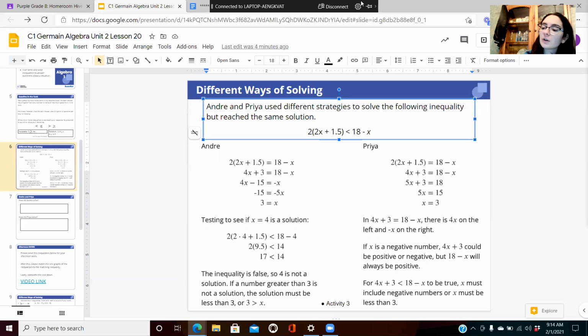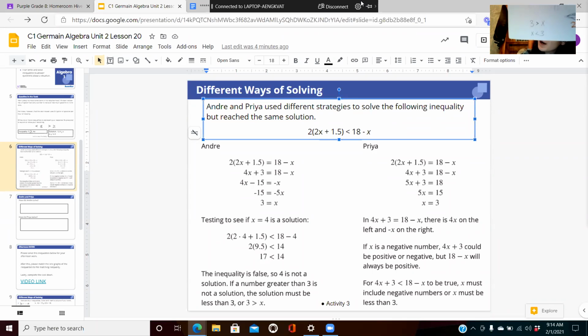So 3 is greater than our x because the x value, our solutions are less than this 3. So we can say 3 is greater than x, or you could write it the other way and say x is less than 3. Both of these inequalities would be the solution to this guy here.